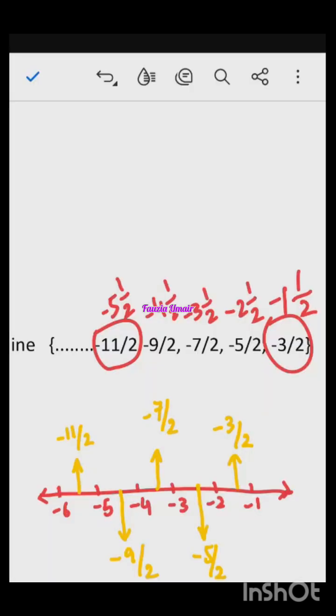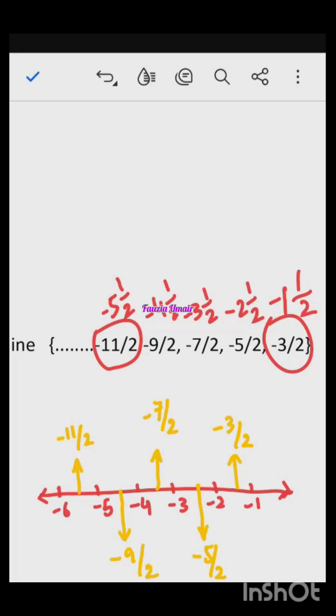Tawassul, and which one is the bigger one? So bigger one is -3/2. You know that in negative numbers, the bigger the value, the smaller the number is. Okay? So 5 whole 1/2 is the biggest value, but because of the negative sign, that becomes the smallest number. In negative numbers, it is reversed. In positive numbers, the bigger the value, the bigger the number is. In negative numbers, the bigger the value, the lesser the number is. Right? So that's why the biggest number is -3/2 and the smallest is -11/2.